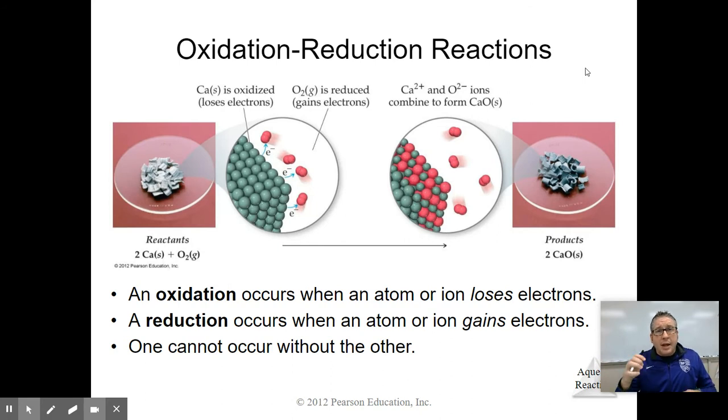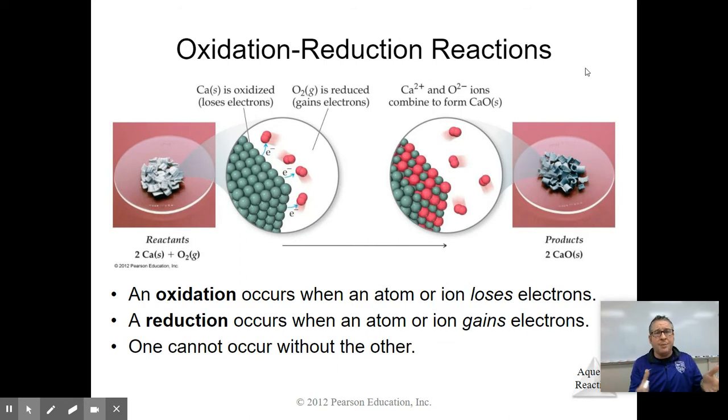Now, in a redox reaction, you cannot have one without the other. If you have oxidation occurring, you must have reduction occurring. You've got to have some place for that electron to go. And it's also vice versa. If you have reduction occurring, you have to have oxidation occurring too, because those electrons had to come from somewhere.